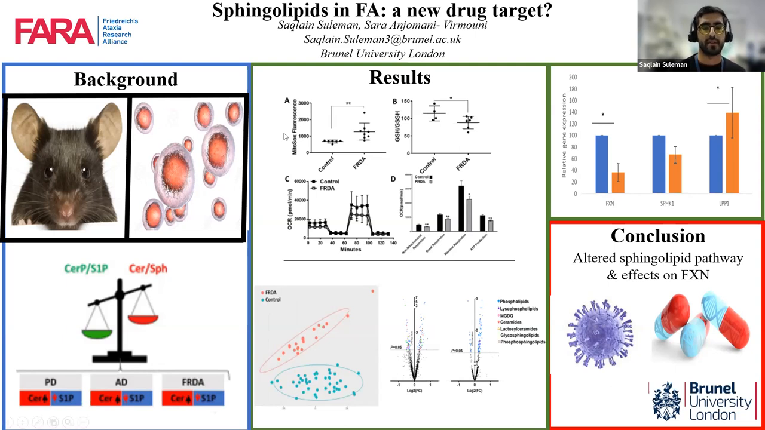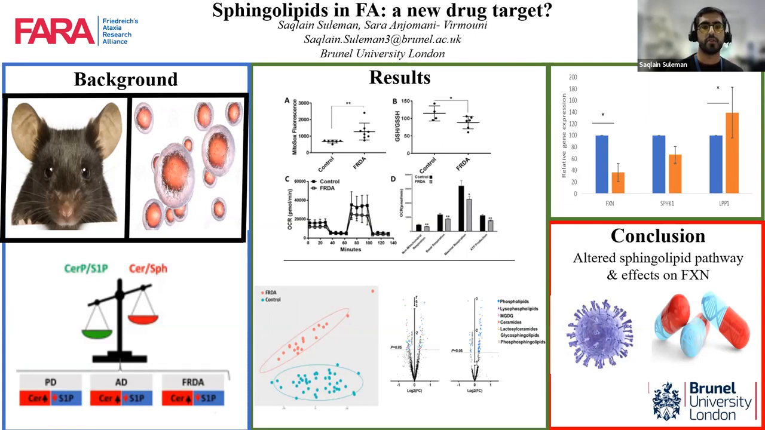So for the first experiment we did, we wanted to focus on the mitochondria because we've seen the iron toxicity in our assays. When we looked in our control and Friedreich's ataxia cells, we saw that there was a higher level of mitochondrial reactive oxygen species present, and therefore there was an increase of toxicity within the cells.